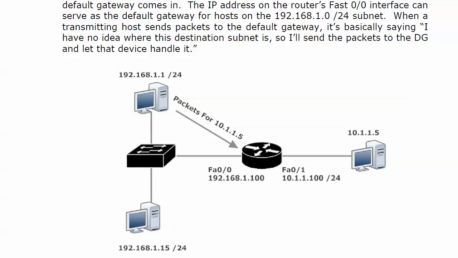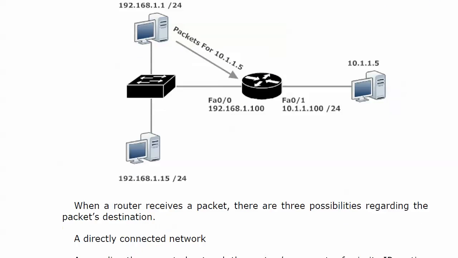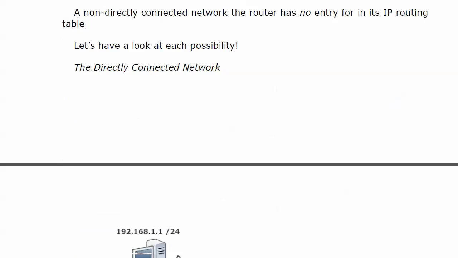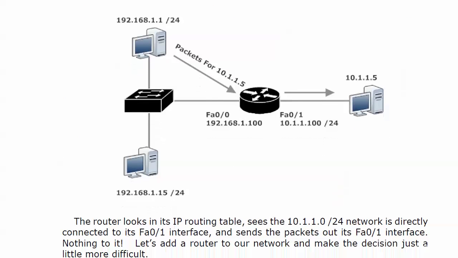And the default gateway is going to take care of that situation, especially in this case, because when a router receives a packet, there are three possibilities regarding the packet's destination. It's either on a directly connected network, or on a non-directly connected network the router has an entry for in its IP routing table, or finally a non-directly connected network the router has no entry for in its IP routing table. And we're going to take a look at each possibility, but let's look at it right here.